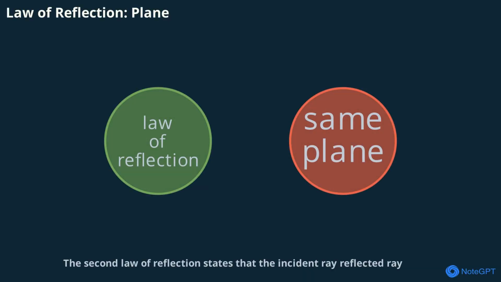The second law of reflection states that the incident ray, reflected ray, and normal all lie in the same plane. This means that all the rays and the normal are aligned in a flat, two-dimensional space. This law helps us visualize and draw diagrams of reflection, making it easier to understand and predict how light will behave.